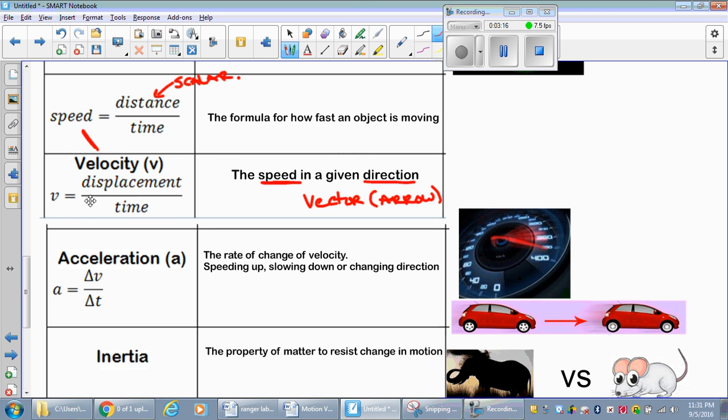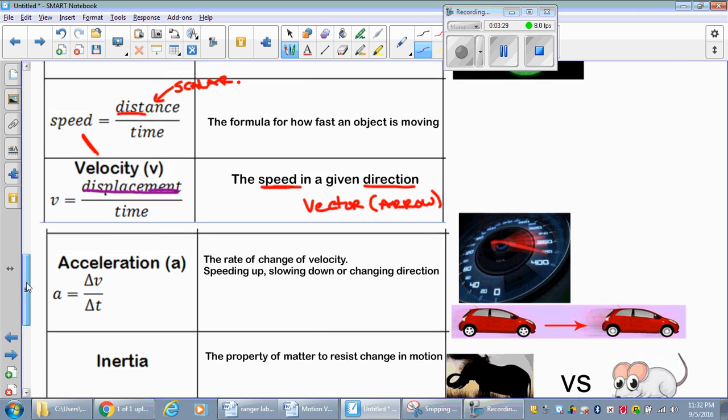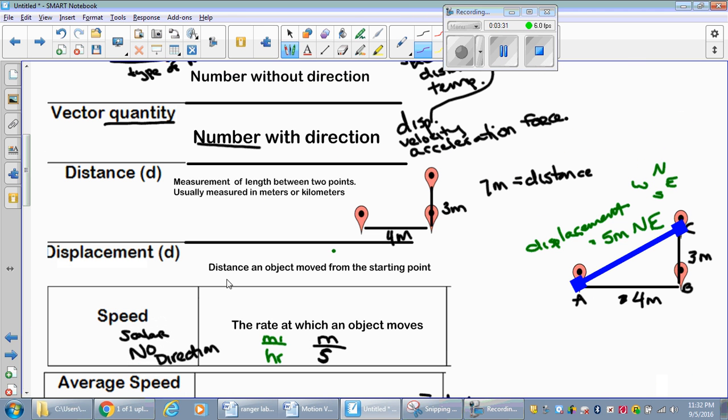All right. So how is speed different from velocity? Well, let's look. Speed is distance over time, but velocity is displacement. And if you remember what displacement was, that was the distance it moved from the starting point. So let's look here.